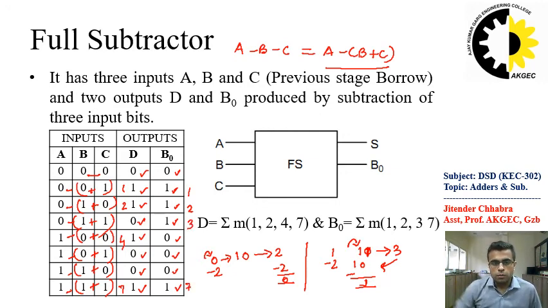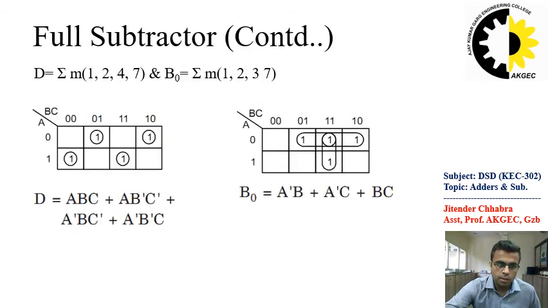Okay, so let's now move to the K-map part and the circuit part of it. So this is a full subtractor. 1, 2, 4, 7 is the difference part. B naught 1, 2, 3, 7 is the borrow related minterms. And when we solve this, we can see that this difference expression is exactly similar to the sum expression of the full adder. There is absolutely no change. And when we compute the K-map for this borrow, we get 3 groups.